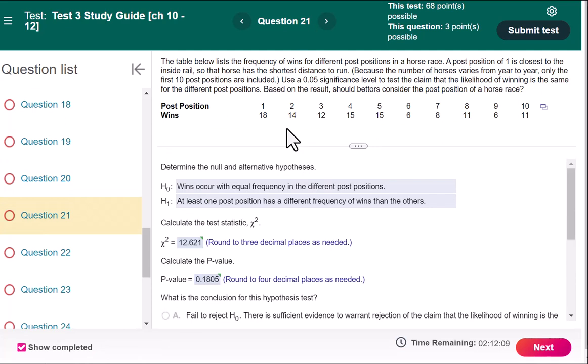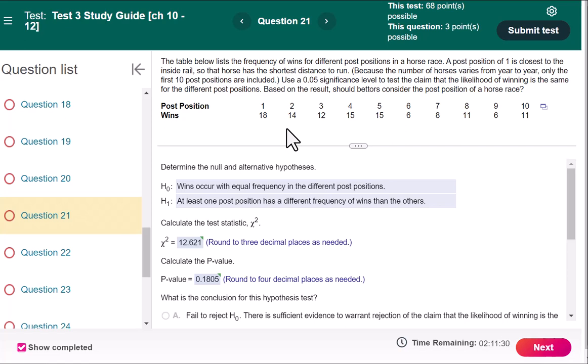Okay, next question. The table below lists the frequency of wins for different post positions in a horse race. A post position of 1 is closest to the inside rail, so that horse has the shortest distance to run. Because the number of horses varies from year to year, only the first 10 post positions are included. Use a 0.05 significance level to test the claim that the likelihood of winning is the same for the different post positions based on the results. Should bettors consider the post position of a horse race?